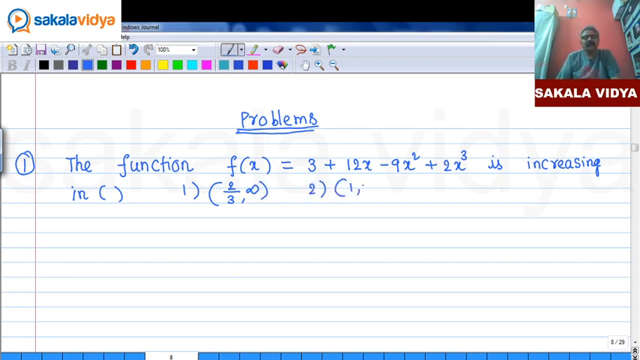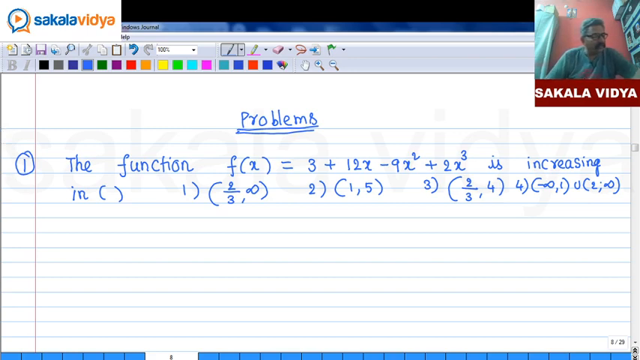1 to 5, third option is 2 by 3 comma 4, fourth option minus infinity comma 1 union 2 to infinity. This is the question. So, that means in which interval this function is increasing, that we need to find out now.